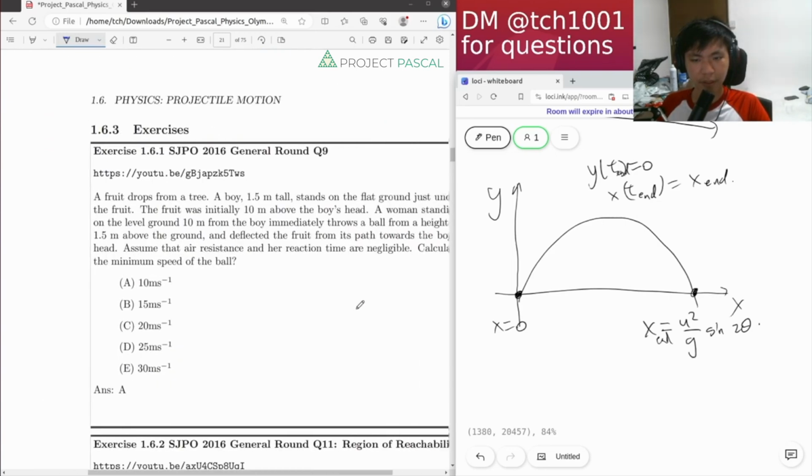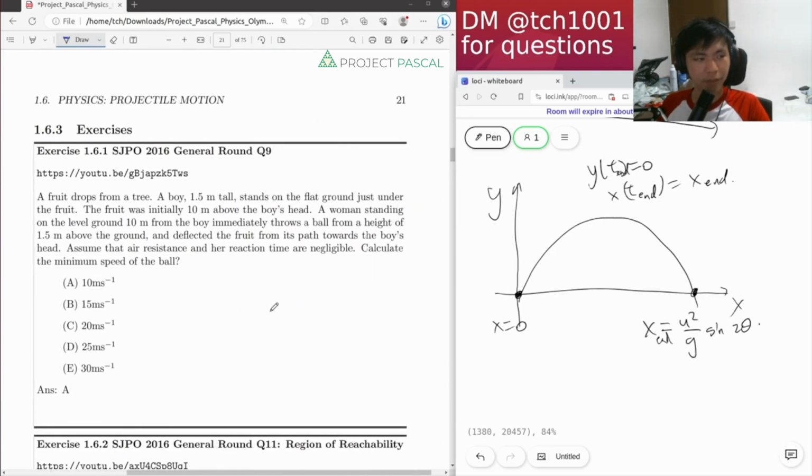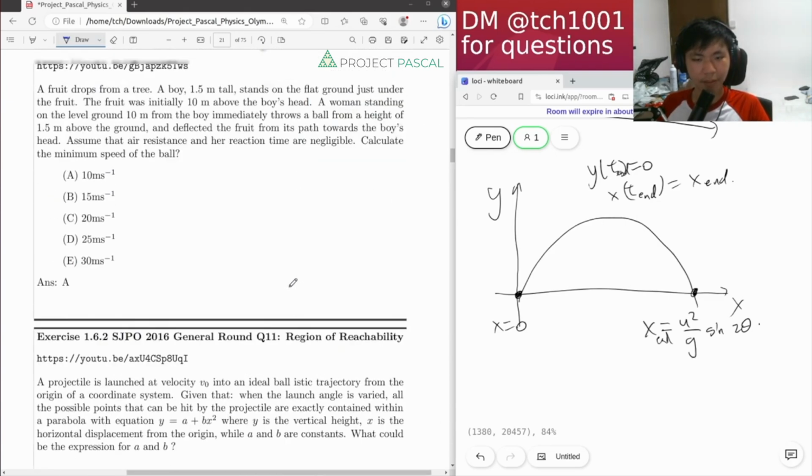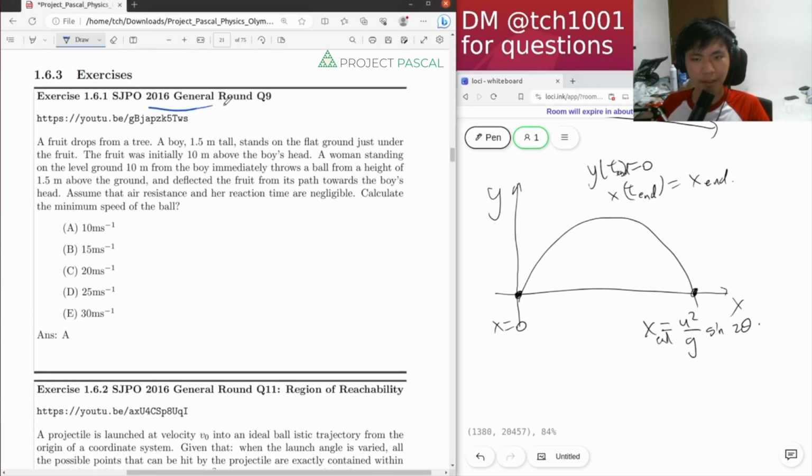So there are 3 very good questions over here. I'll invite you guys to try them. We're talking about SJPO 2016 Q9. This question is actually best solved in, spoiler alert, the accelerating reference frame. The way to intuitively understand this question is to work in the reference frame of the fruit that's dropping. In that case, we actually see that it's as if the object is just flying in a straight line towards the fruit.